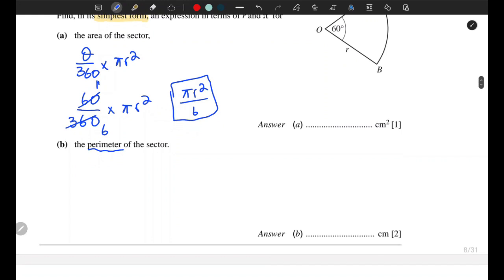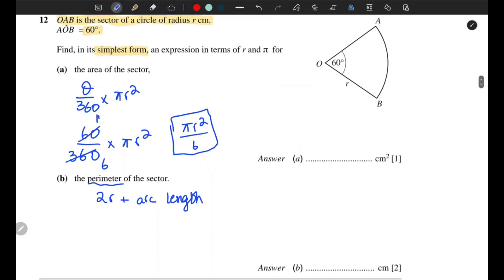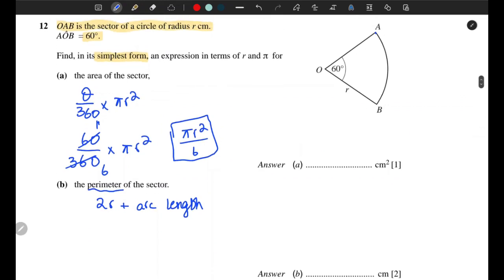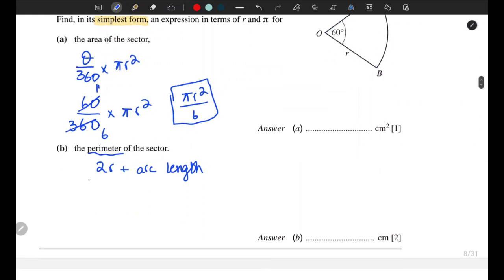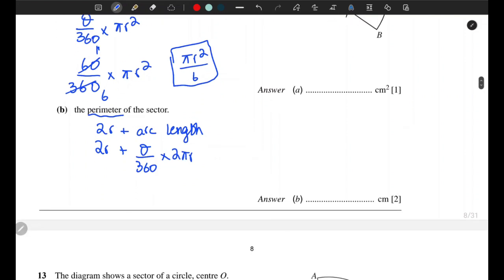Okay? So the perimeter of the sector is basically equal to 2 radii plus the arc length of the sector. Obviously its perimeter will consist of this arc length, which is AB, plus the 2 radii that we have here as well. Okay? And so the 2r will stay the same, plus the arc length formula is theta over 360 into 2 pi r. Okay, then we can substitute everything that we know.